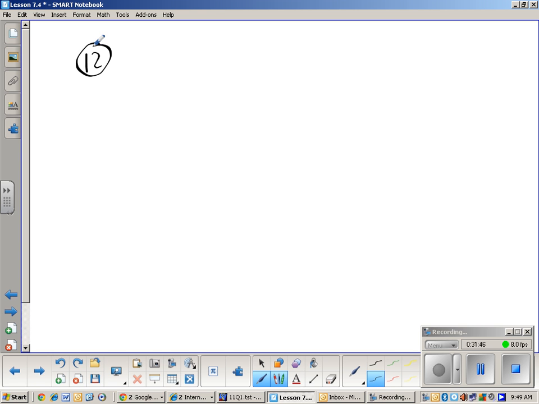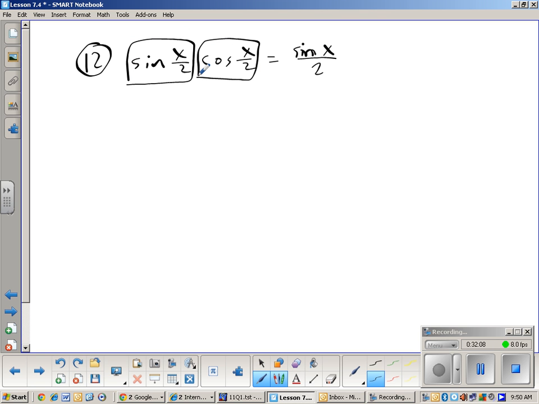Number 12, I think it said sine x over 2 cosine x over 2 equals sine of a sine x over 2. Okay? And so the first connection I see is that these are both half angle. And it isn't like I looked at it and said, oh, half angle. No, I looked at it for about 40 seconds. And then I said, okay, there's got to be something here I know. And then I said, okay, x over 2 is a half angle. So I can apply the half angle identity to that.